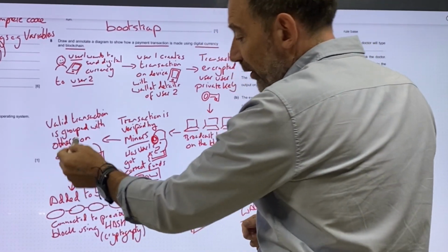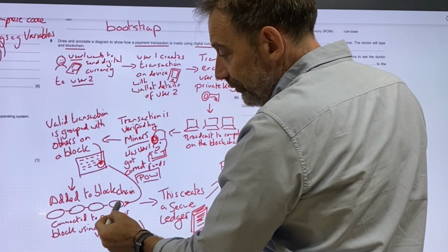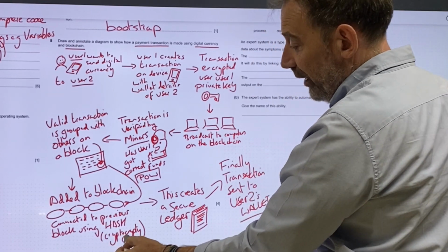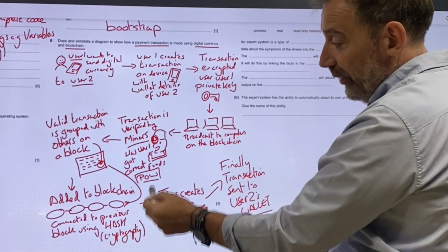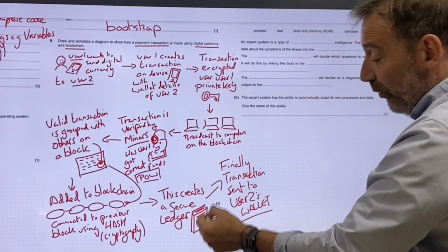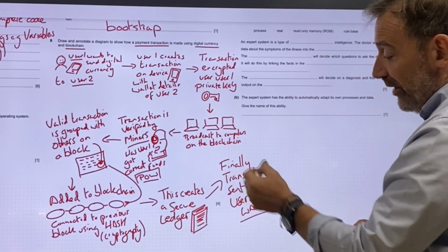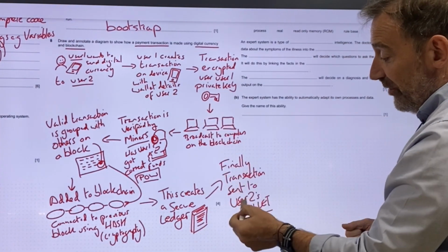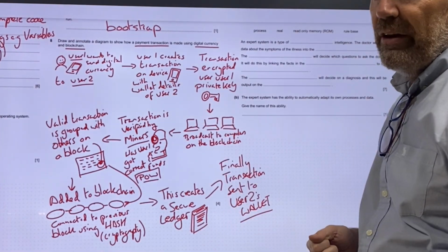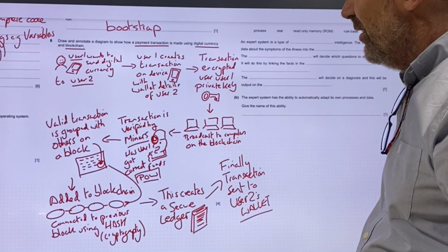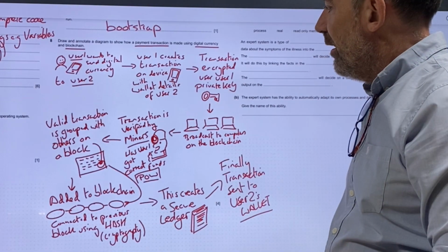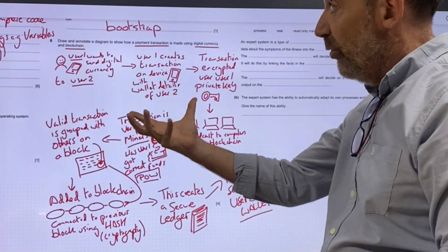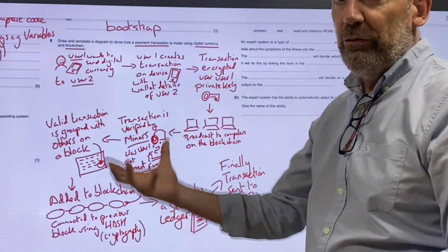Okay, that block is then added to the blockchain and connected to the previous block using hash cryptography. This creates a secure ledger, and then once this ledger has been created, that transaction can be sent, that digital currency can be sent to user 2's wallet. For 4 marks, I think that's completely overboard. I've not checked the mark scheme, but that's basically how blockchain transactions work.